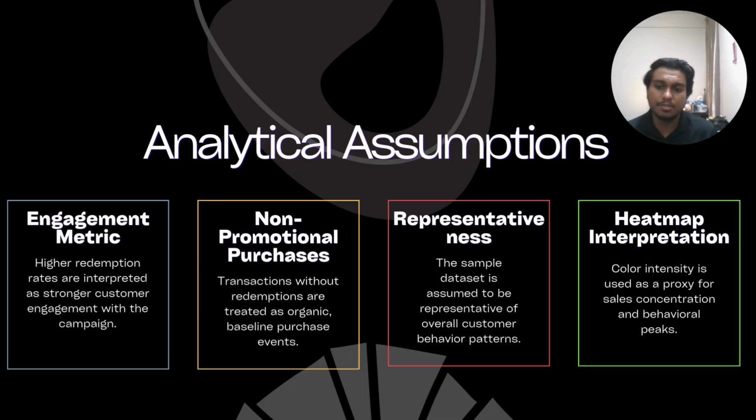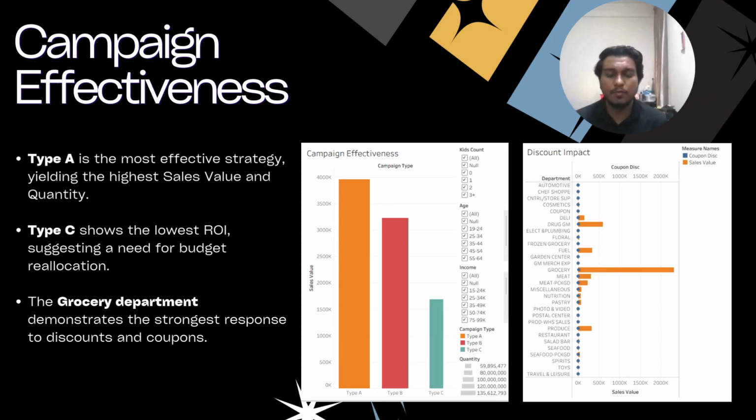So we had a few assumptions. First of all, we assumed that higher coupon redemption rates indicate stronger engagement and that transactions without coupons serve as our organic non-promotional baselines. And more, as we integrated heat maps, the color intensity is used as a proxy indicator for sales concentration and behavior peaks. So we will move on to the visuals.